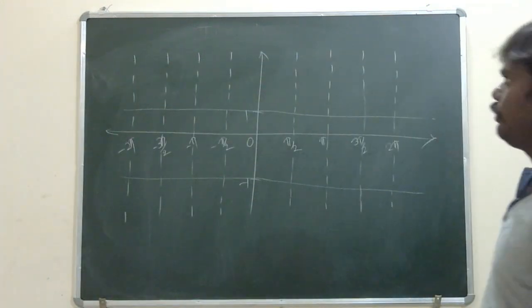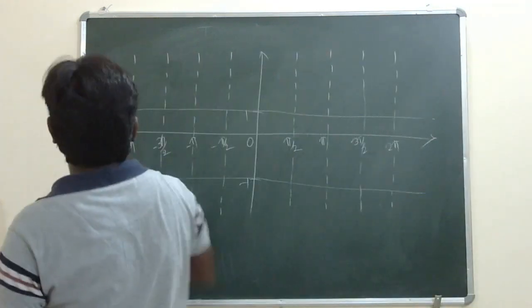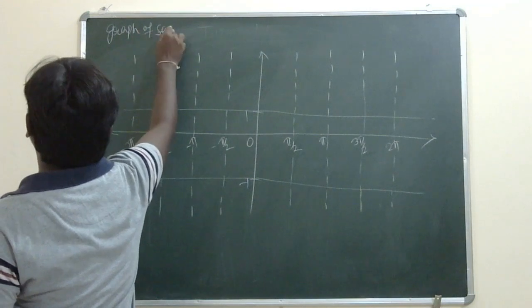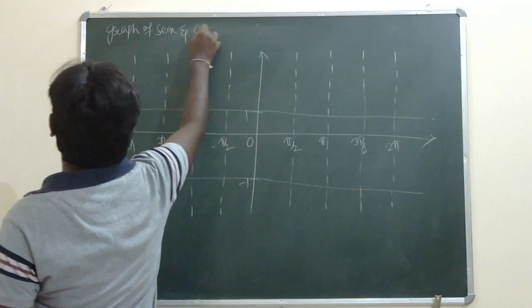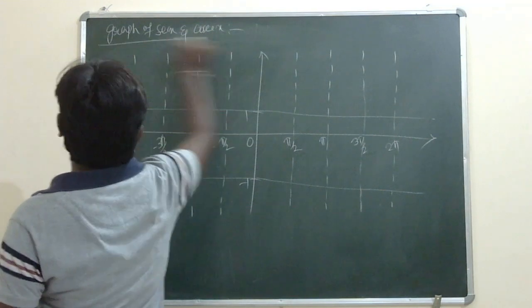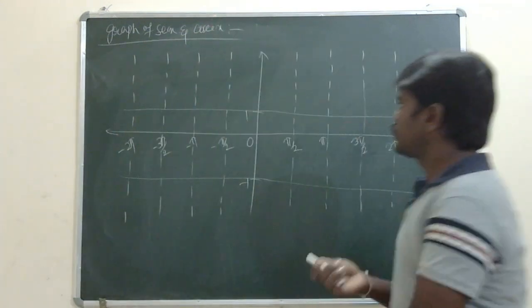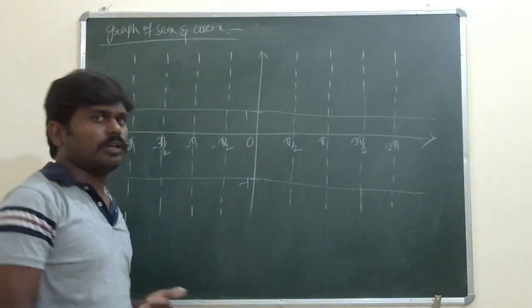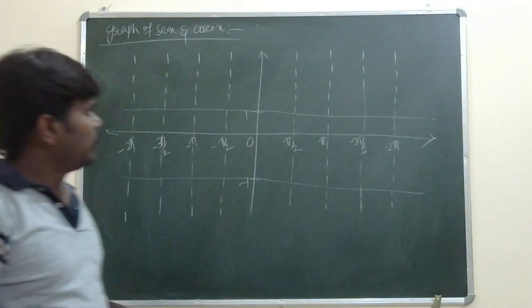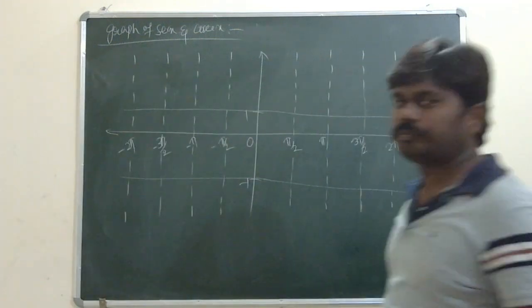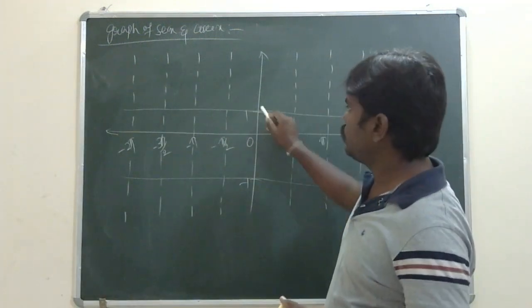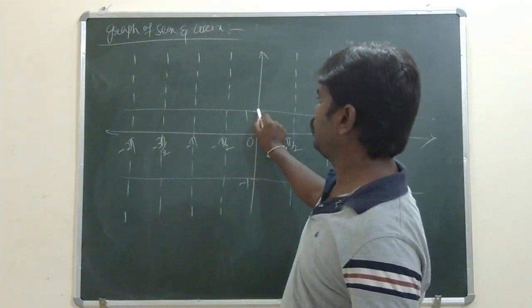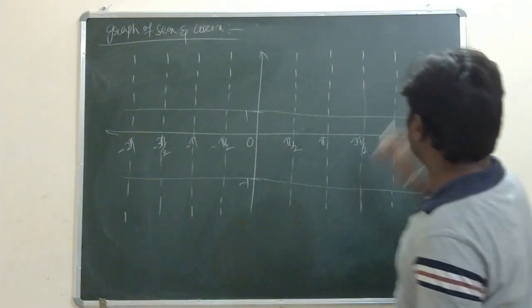So now we will see the graph of secant x and cosecant x. Okay, so secant x first. Secant theta is nothing but the reciprocal of cos theta. So here cos 0 value is 1, so secant 0 is also 1.